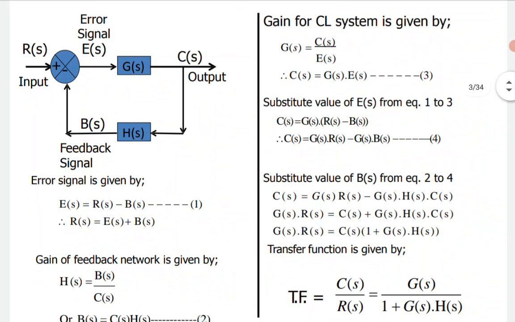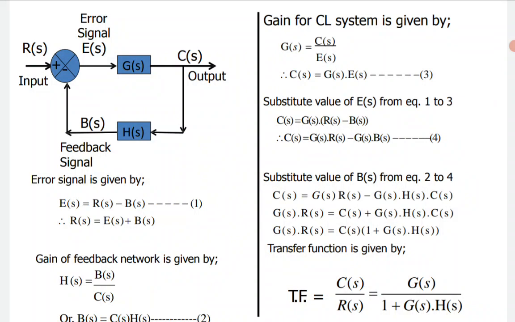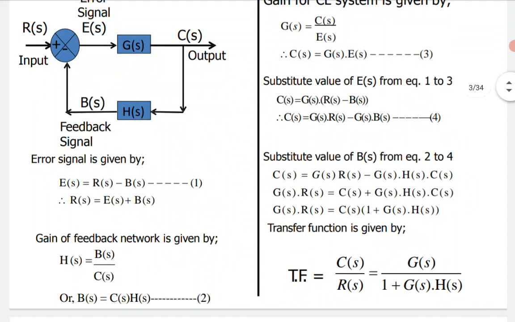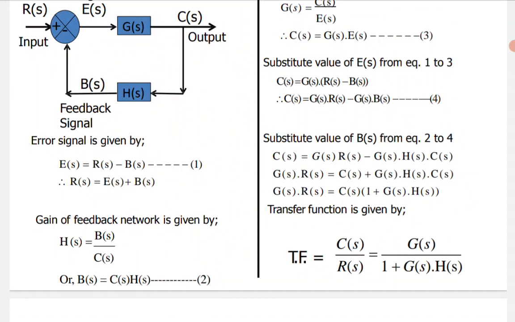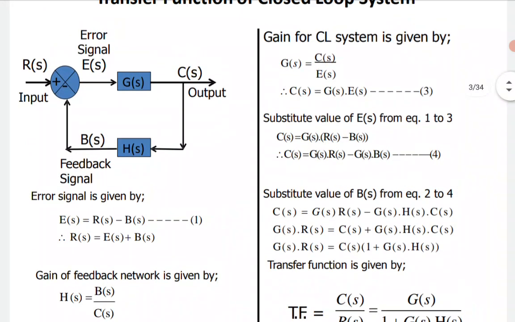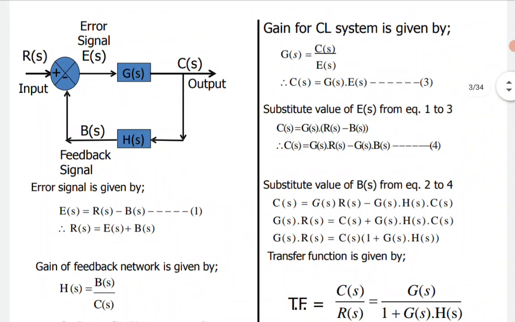Now see, I am focusing on the feedback system, where the feedback element gain is H of s. My feedback input is C of s and feedback output is B of s. So the gain of the feedback network can be written as H of s is equal to B of s by C of s. Now from the above one we can write B of s is equal to C of s into H of s.